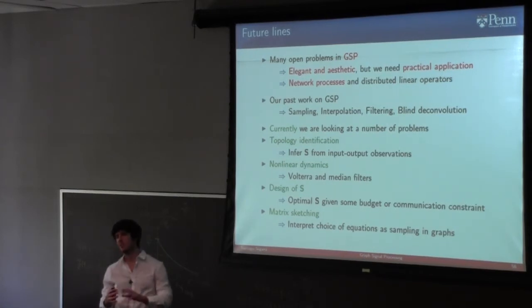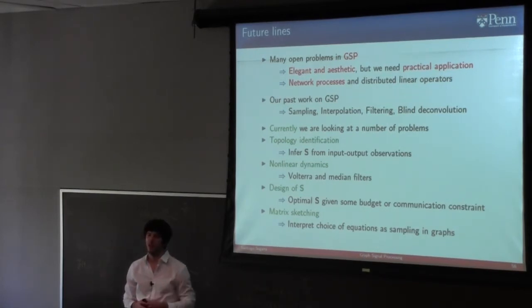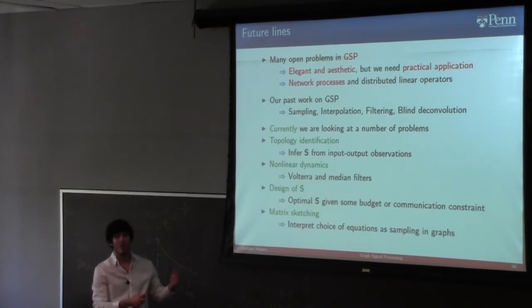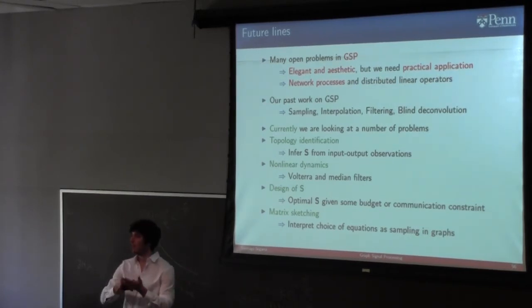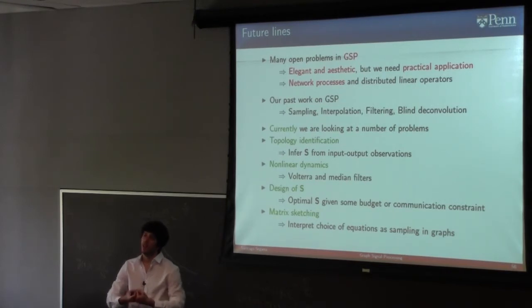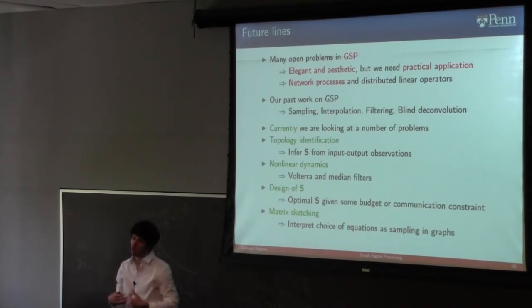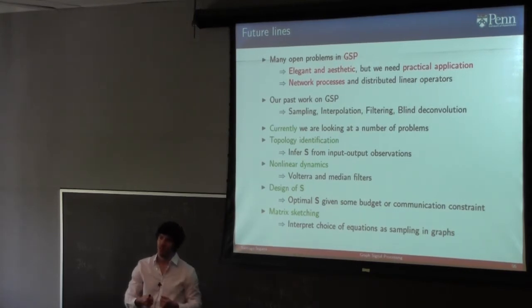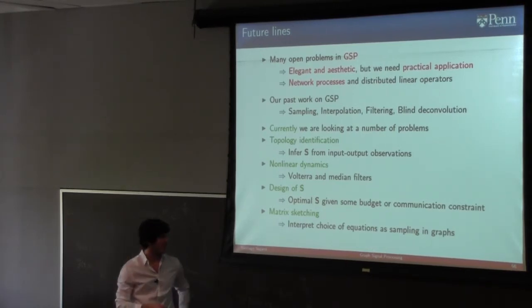So say that S is neither given, nor you have to infer it, but rather you have to design it for some particular objective with a given budget constraint. For example, you have a transformation that you want to apply as a filter of the smallest possible L, because you want to make it as local as possible. So then you need to design S to make that transformation as local as possible. That's an interesting problem.